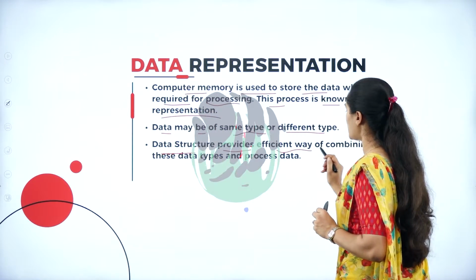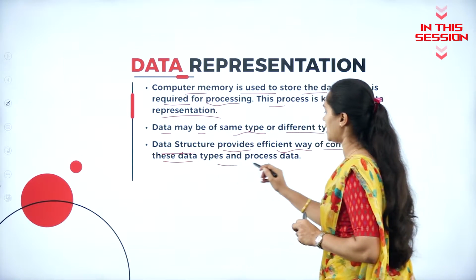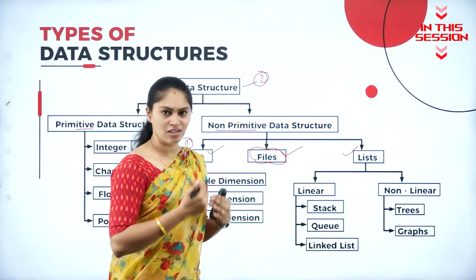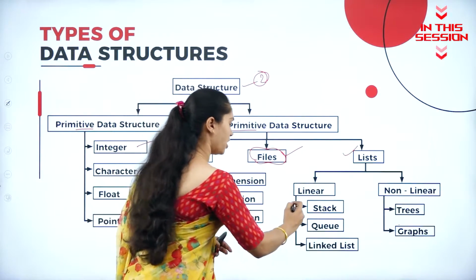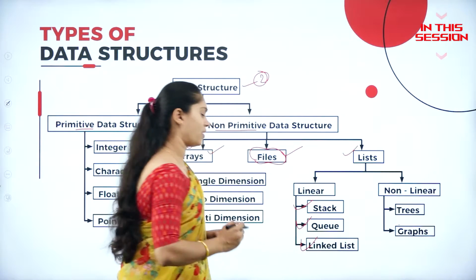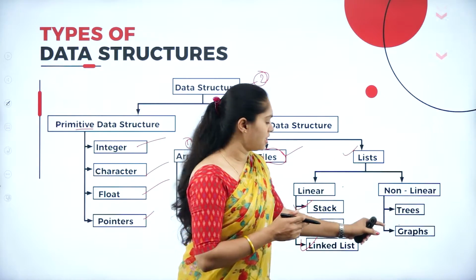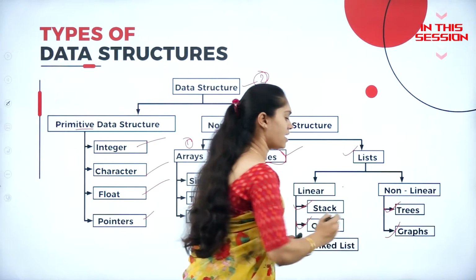Data structure provides an efficient way of combining these data types and processing data. So when it comes to the linear, again we have three important data structures, that is stack, queue as well as linked list. When it comes to the non-linear data structures, there we have trees as well as graphs.